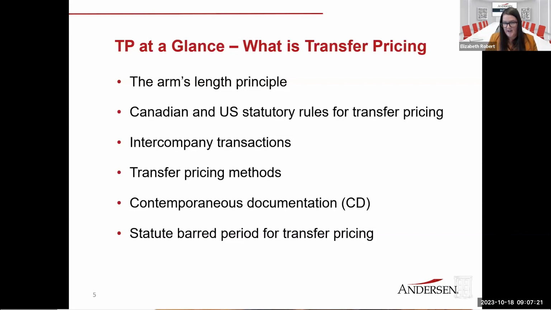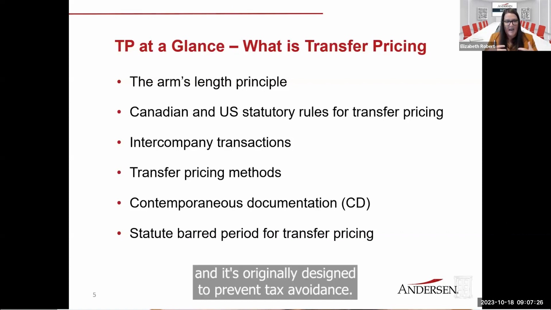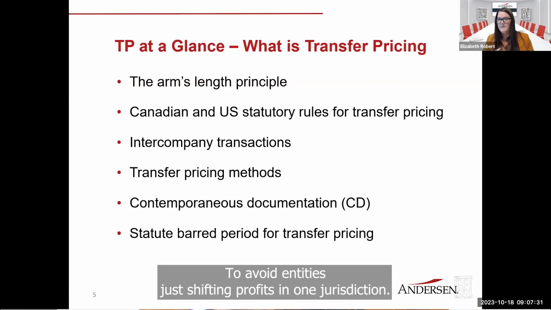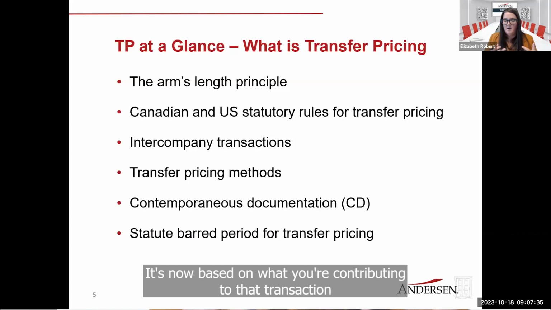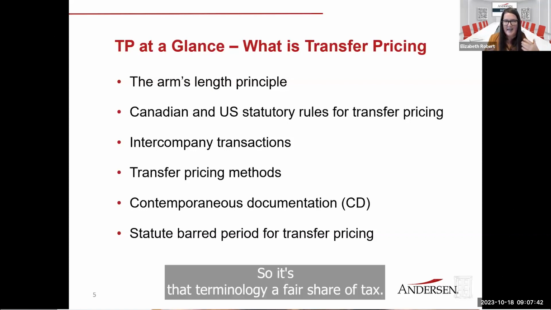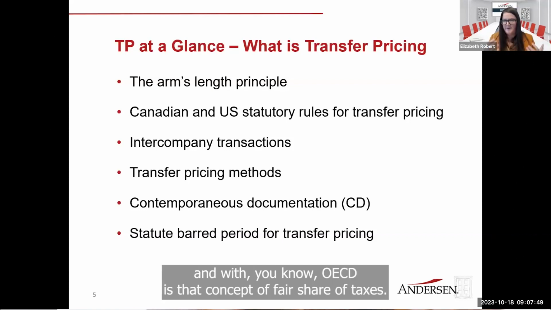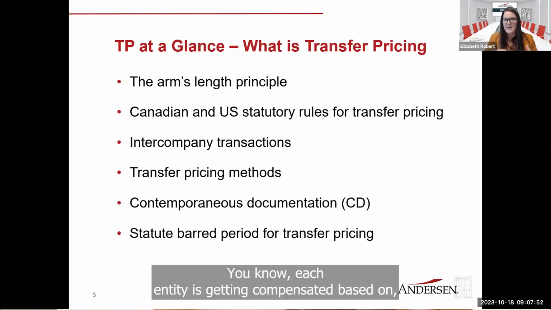And transfer pricing in Canada started in 1997, and it was originally designed to prevent tax avoidance, right? To avoid entities just shifting profits to one jurisdiction. It's now based on what you're contributing to that transaction, and you should be remunerated based on that contribution. So it's that terminology of fair share of tax that we've been hearing more and more, with BEPS and with the OECD. It's that concept of fair share of tax: each entity is getting compensated based on what they're contributing to that transaction.